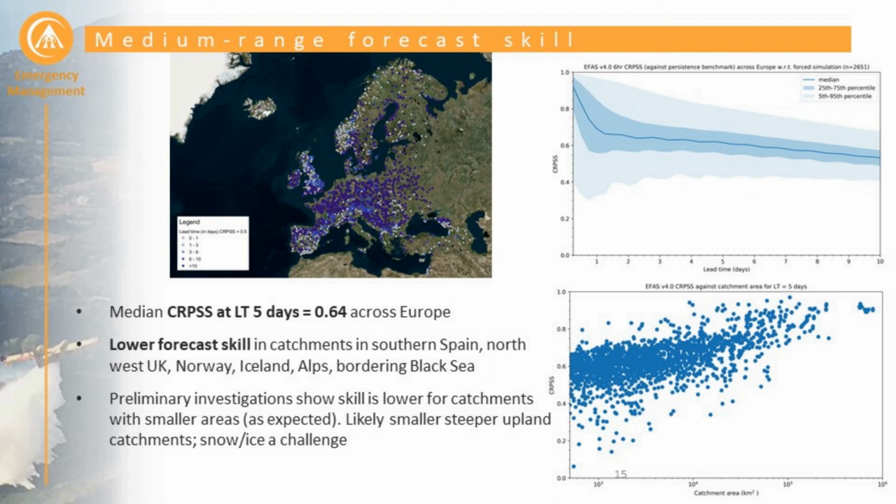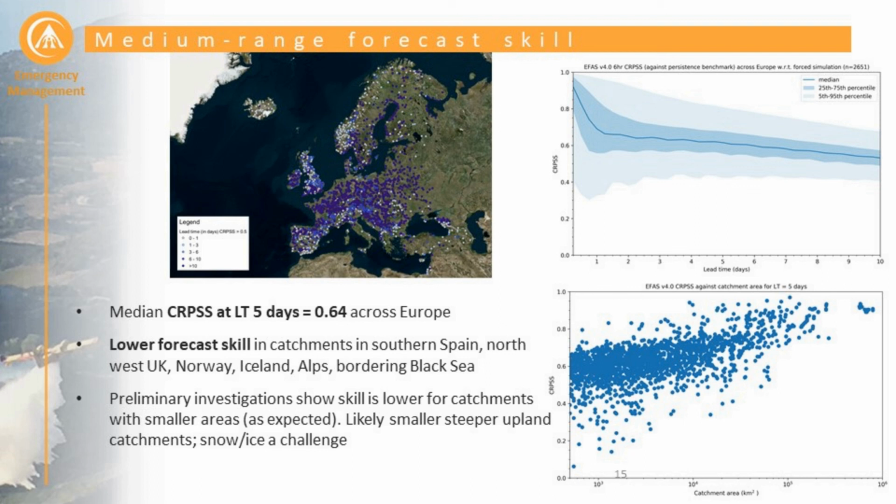When we look at the map, which is just a snapshot of one of the layers that will now be available on EFAS and on the web interface we'll show soon, we can see that there are areas where the forecast skill is lower than average. These tend to be catchments in southern Spain, northwest UK, Norway, Iceland, the Alps, and bordering the Black Sea.